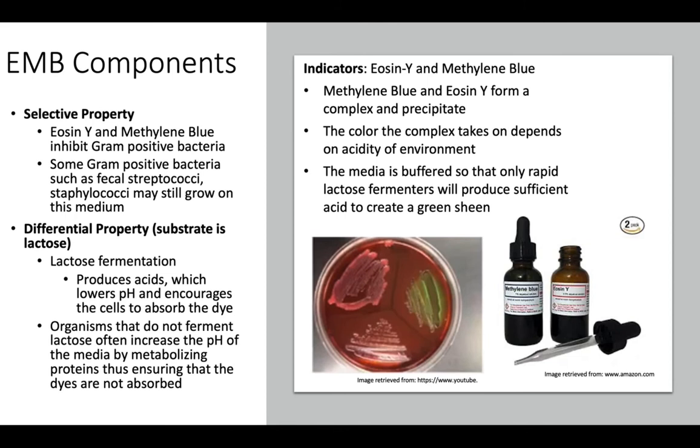So organisms that do not ferment lactose often increase the pH by metabolizing proteins. It's going to be much less noticeable of a color change. So we'll talk about those results in a minute. The indicators are the same as your selective property on this plate. That's not always true. So the indicators here are eosin Y and methylene blue. They are also your selective properties. The color that they form will depend on the acidity of the environment.